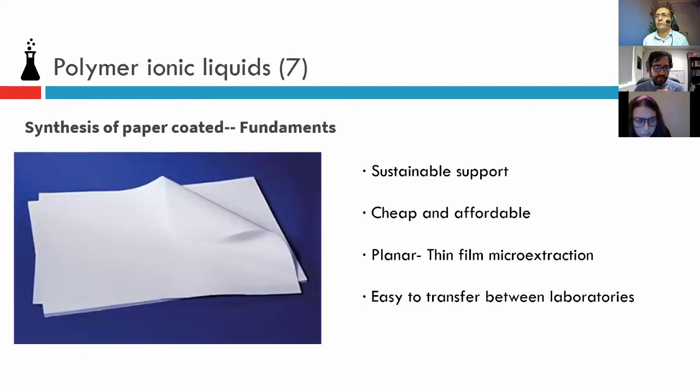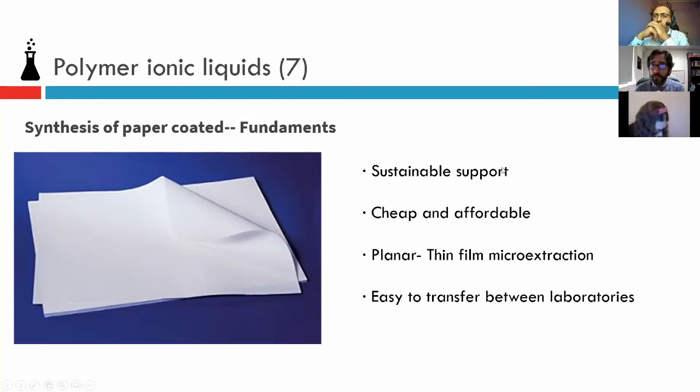Just to finish this presentation, I'm going to give a brief explanation about one of our hot topics in our laboratory, which is the use of paper as support for the synthesis of sorbent phases. The main interesting aspects related to paper are these.